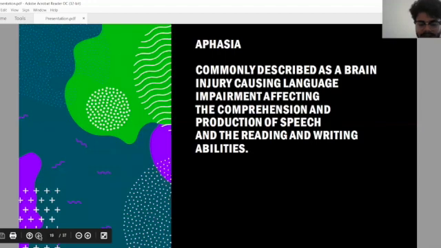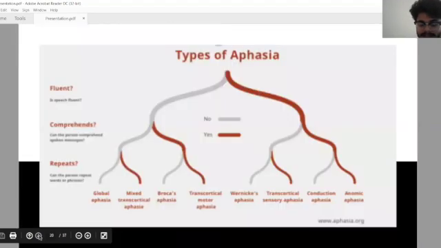And the first one that we have is aphasia, which has been commonly described as a brain injury causing language impairment, affecting the comprehension and production of speech and the way people read and write. And the most common types of aphasia happen to be the following ones: global aphasia, mixed transcortical aphasia, Broca's aphasia, transcortical motor aphasia, Wernicke's aphasia, anomic aphasia, etc. And this picture actually shows that depending on the fluency, comprehension, and repetition, they do have different associations.